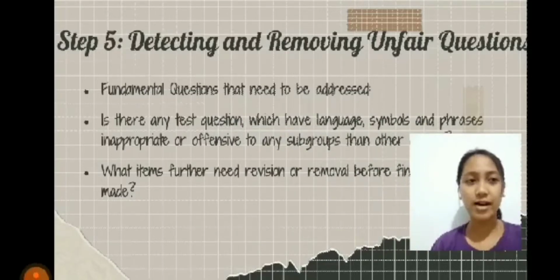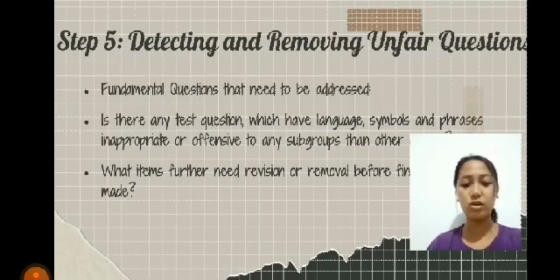So in step 5, to meet the guidelines, trained reviewers must carefully inspect each individual test question, the test as a whole, and any descriptive or preparatory materials to ensure that language, symbols, words, phrases, and content generally regarded as sexist, racist, or otherwise inappropriate or offensive to any subgroup of the test-taking population are eliminated.